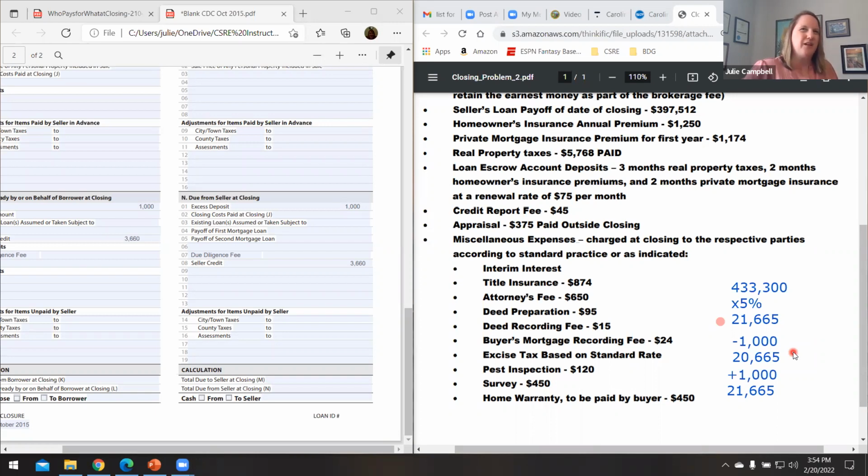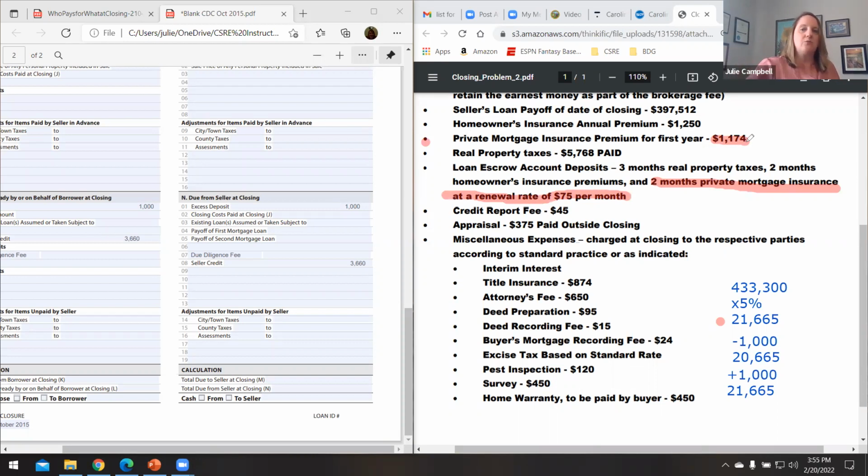The last, and it's not even funny, but just something to point out, because sometimes it causes confusion. So just make sure we're all good. For our loan escrow account deposits, we got 3 months of real property taxes, 2 months of homeowners insurance, and then 2 months of private mortgage insurance at a renewal rate of $75 per month. So they charge you the first year PMI, the first year premium, which will be a debit to the buyer. In addition to that, they want to collect some money. They want to put some money in the escrow.